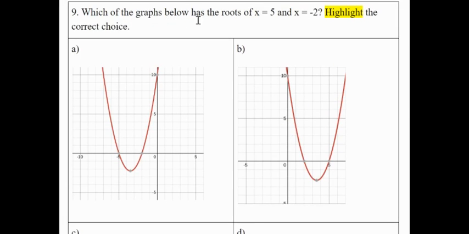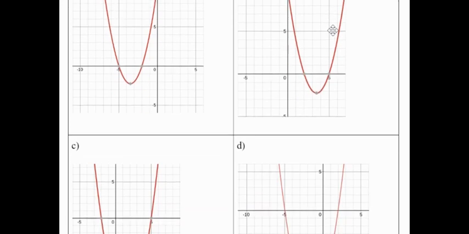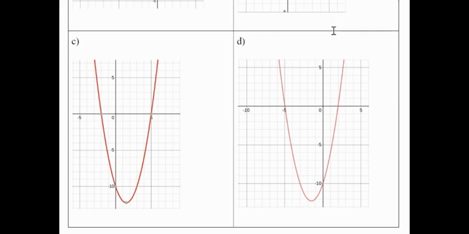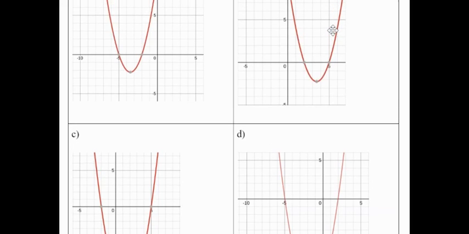Number 9, which of the graphs below has the roots? Now notice they're using the word roots. Same thing as solution, zeros, x-intercepts. All of that means the same thing. x equals 5 and x equals negative 2. Highlight the correct choice. So you're looking for the graph that hits the x-axis.